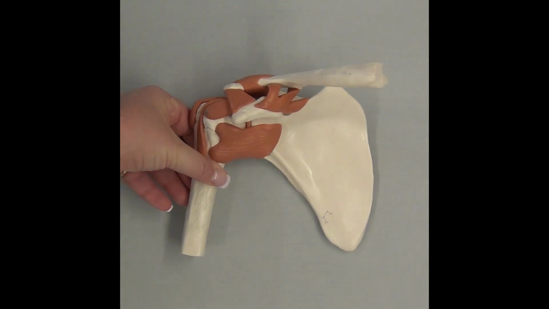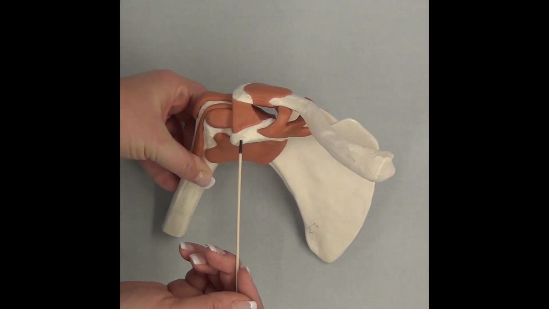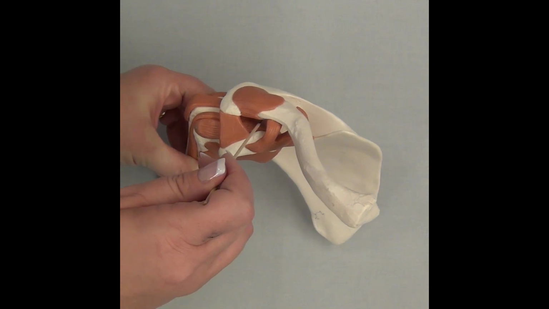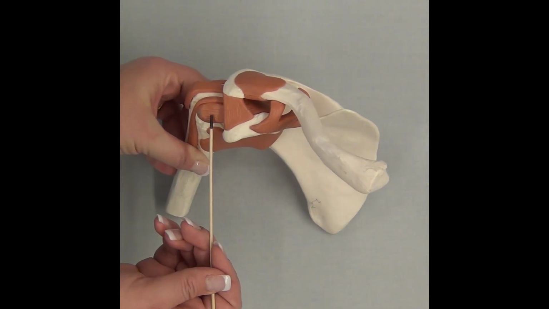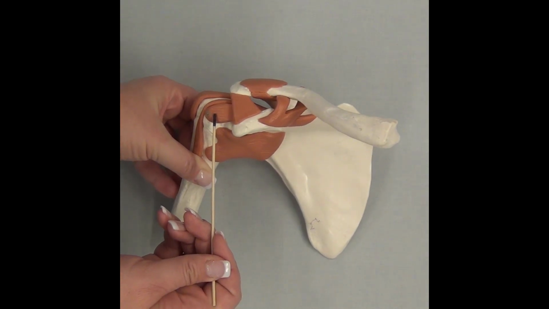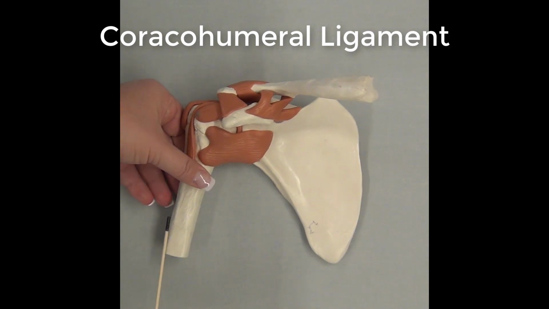The first of our ligaments is this one that starts on the coracoid process, back here on the coracoid process, and goes underneath this ligament and attaches to the humerus. This is called the coracohumeral ligament.